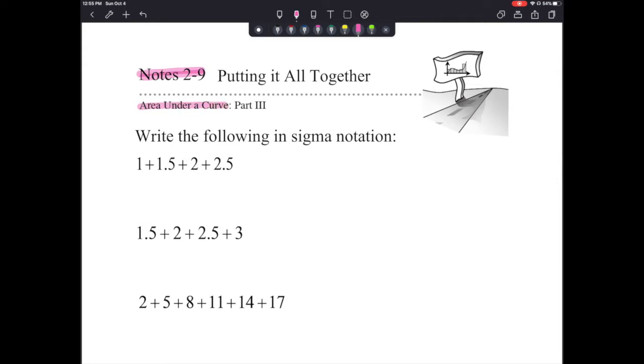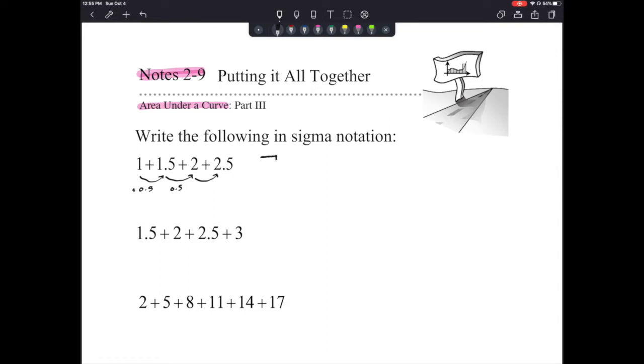To start out, it states, write the following in sigma notation. We have 1 plus 1.5 plus 2 plus 2.5. Well, it looks like we're adding that same amount each time, right? We're adding 0.5 each time, so we can think of this as like an arithmetic sequence or arithmetic series.